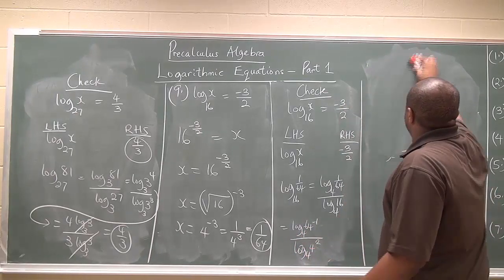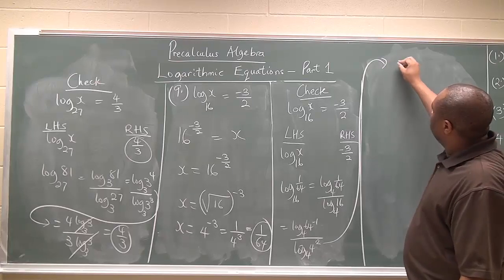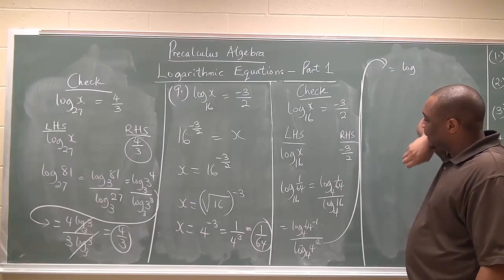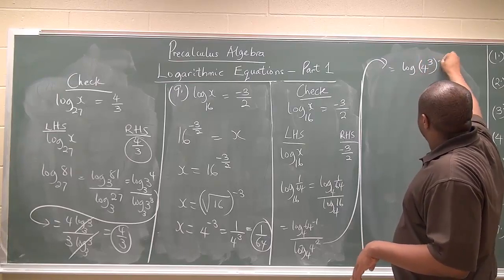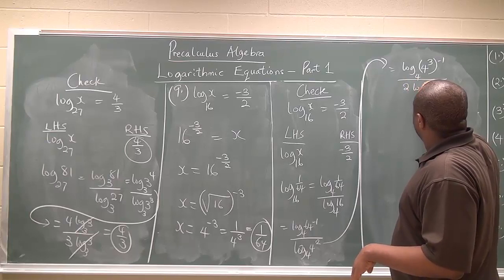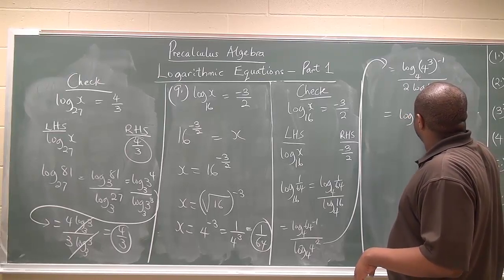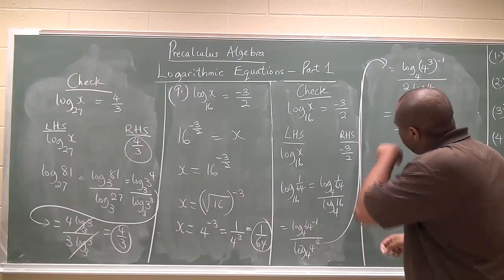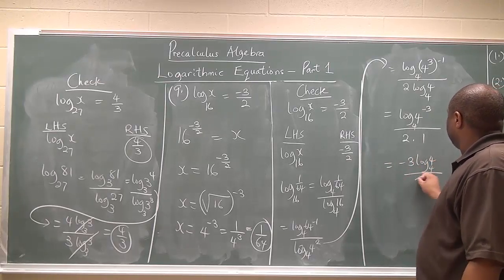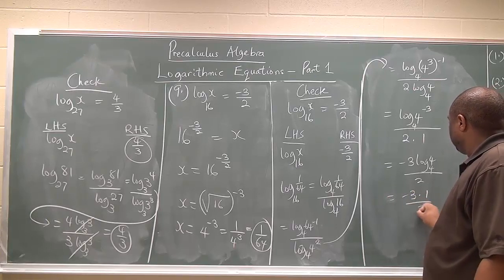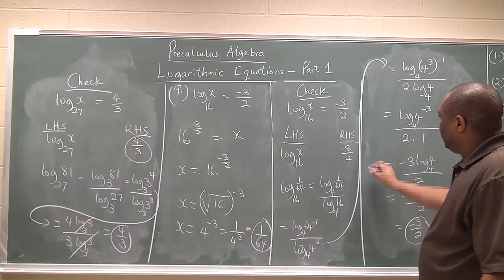Okay? So we continue here. Bring this up here. Now 64 is 4 times 4, 16 times 4, 64. 4 cubed, all raised to the power negative 1 base 4, all over 2 log 4 base 4. So that will be equal to log 4 raised to the power negative 3 base 4, all over 2 times 1. This is negative 3 log 4 base 4 over 2, which is negative 3 times 1 over 2, which is negative 3 over 2. Okay, negative 3 over 2 on your left, negative 3 over 2 on your right.